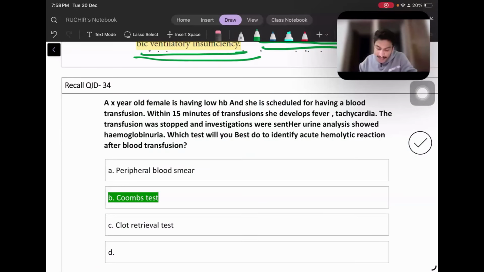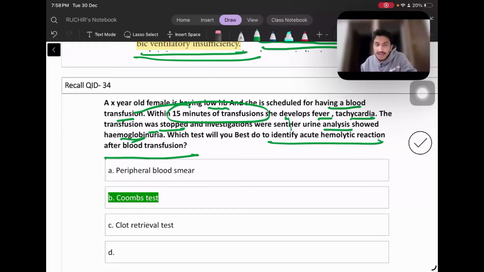Next, a female patient with low hemoglobin scheduled for blood transfusion. Within 15 minutes of transfusion, she has fever and tachycardia. Transfusion was stopped and investigations were sent. Urine analysis showed hemoglobinuria. Which test will show you acute hemolytic reaction after blood transfusion? Is this the correct question stem? Any changes in this and the options? Can you help me out with the fourth option? Peripheral blood smear, Coombs test, clot retraction test, and bilirubin.